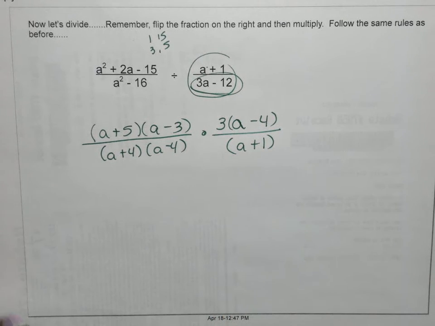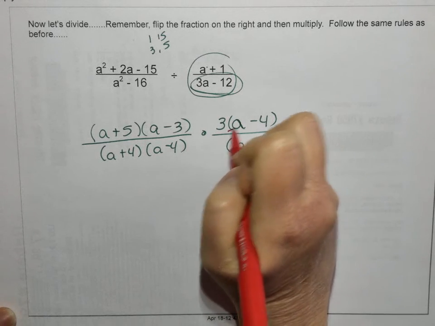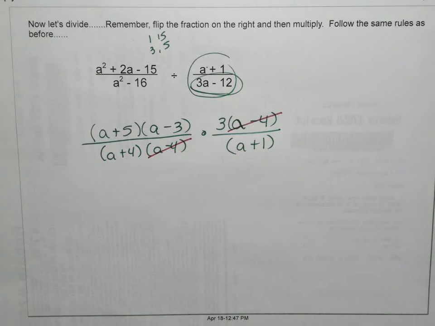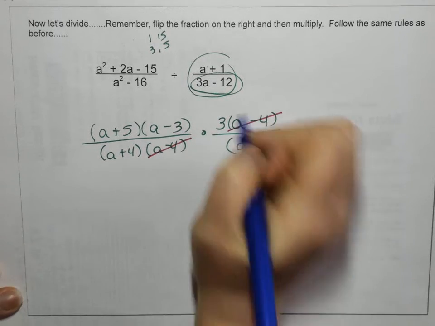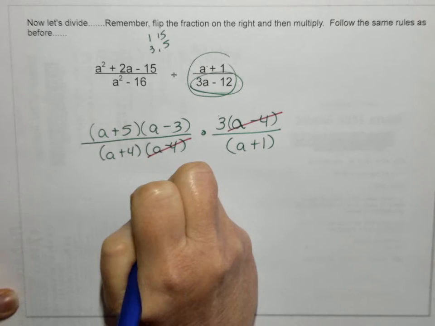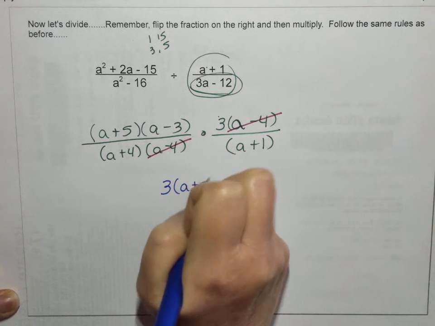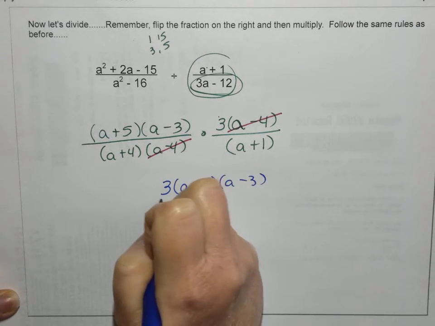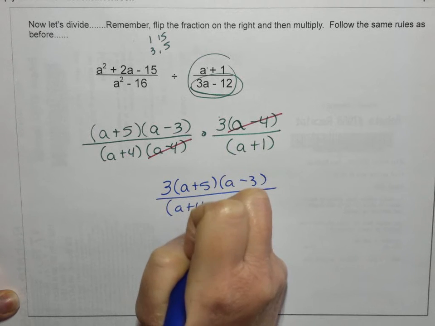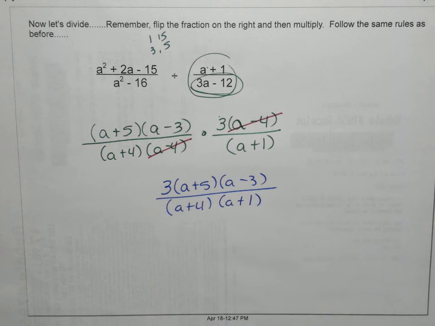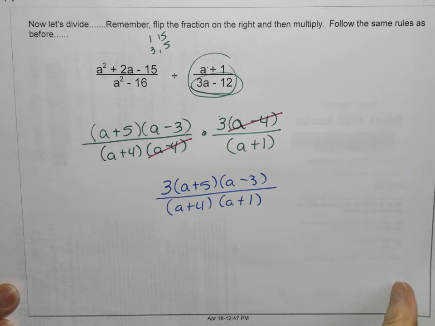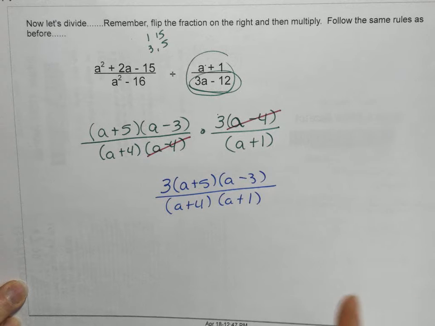And now I go through and I cancel. Remember, one has to be on top and one has to be on the bottom. It looks like all I can cancel is that. Okay, it is what it is. So my final answer, I'm going to bring this 3 all the way to the front. So 3 times a plus 5, a minus 3 over a plus 4, a plus 1. We're leaving our answers in factored form, and that's perfectly acceptable when we have problems like this. Most do leave them like this.